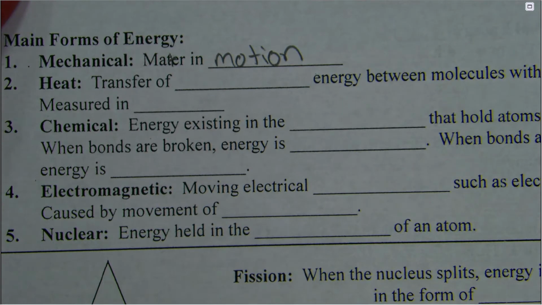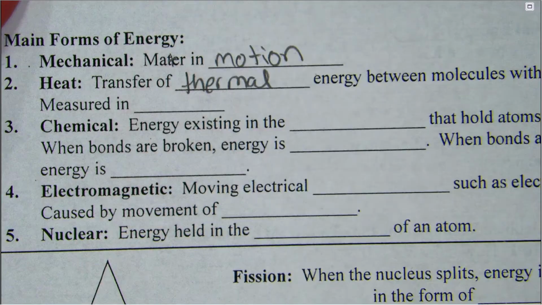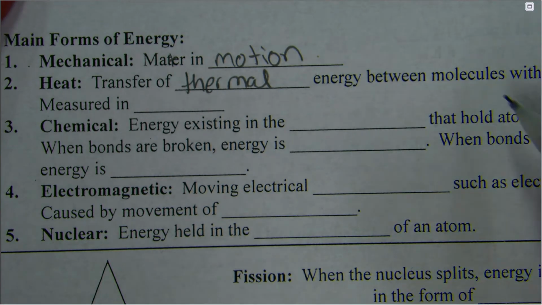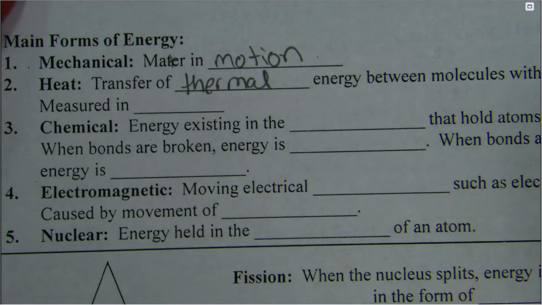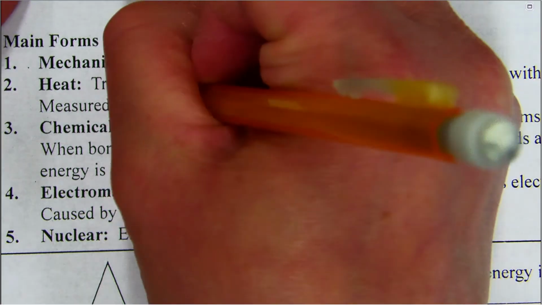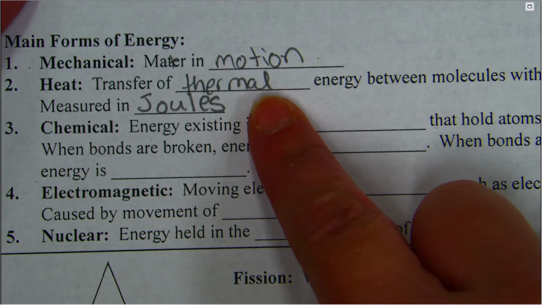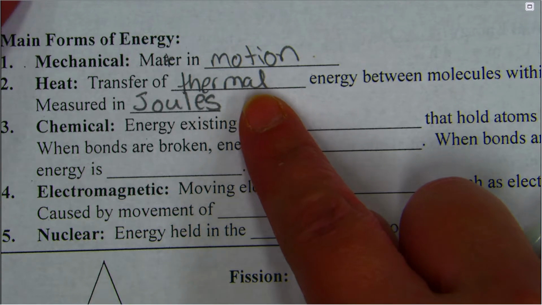Heat energy is the transfer of thermal energy between molecules within a system, and it is measured in joules. And we're going to talk more about thermal energy and what this is a little bit later on in this unit.